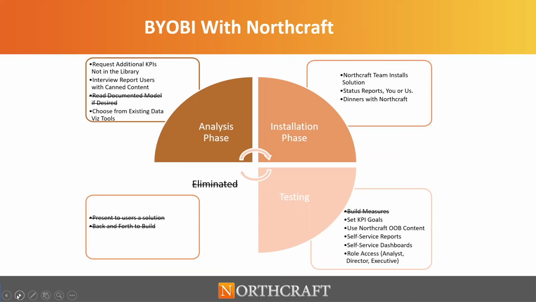Testing phase will be more extensive, really, is what will happen. Testing probably gets the short shrift when you have to do it yourself because there's so much. Spend a little more time setting KPI goals. No measures built, although you can request them through the support center. And there are 30 to 40 per process area that will build just as a function of the rollout of each process area in the implementation. That's included in the statement of work.